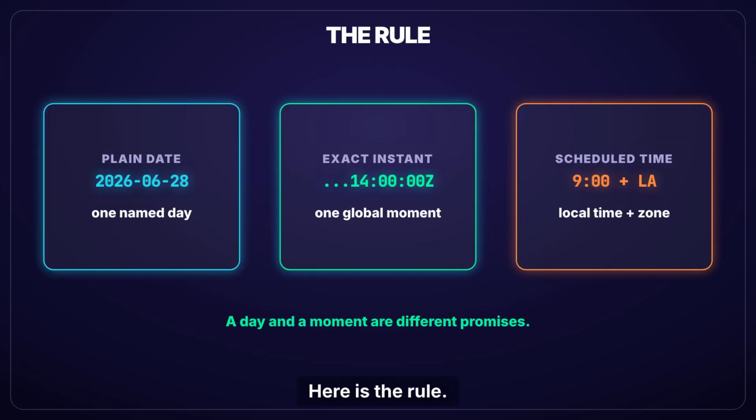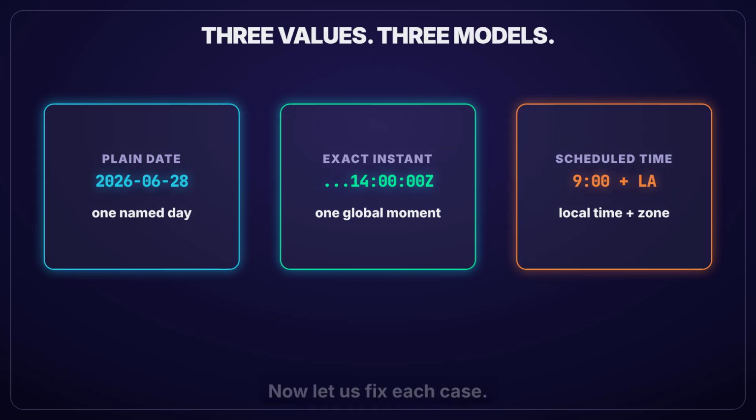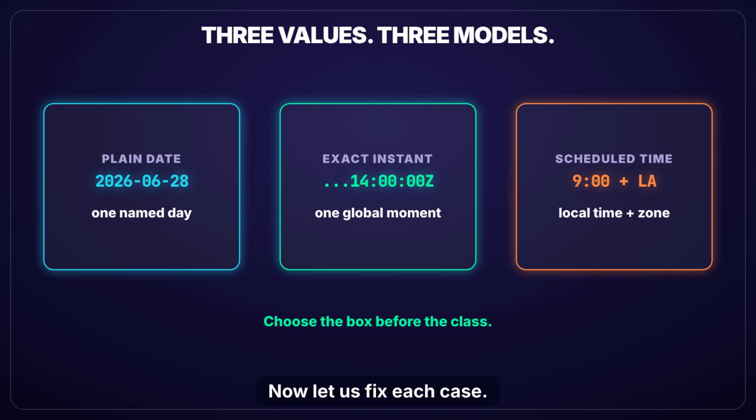Here is the rule. A calendar date is a day. A JavaScript date represents a moment. We mix them. Now let us fix each case.